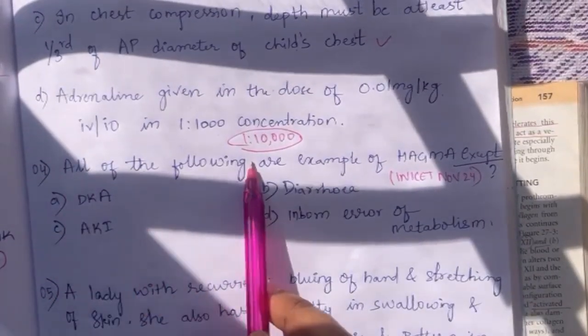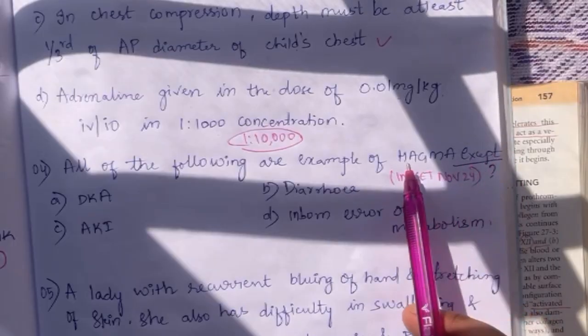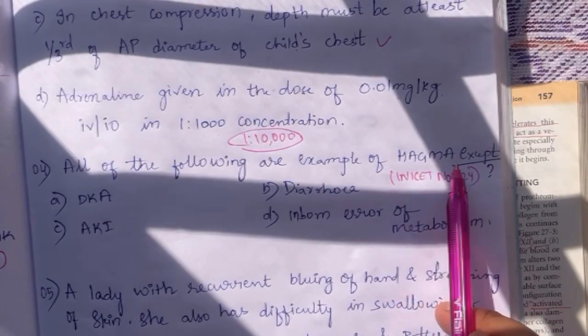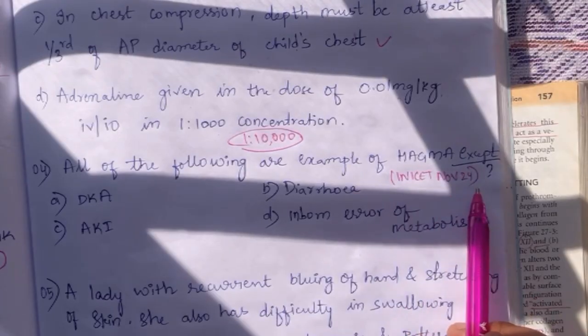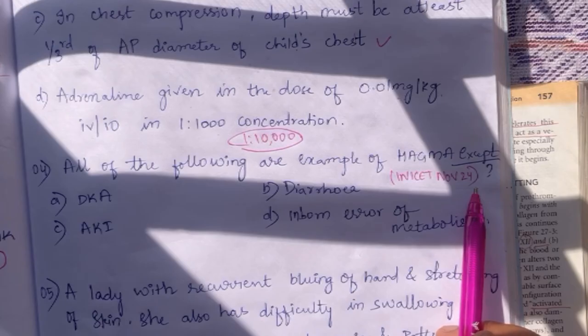Fourth question: all of the following are examples of HAGMA, that is high anion gap metabolic acidosis, except. This is a simple question that has been asked in INICET November 24. Acid-base disorder, acid-base imbalance questions are very important. In this way, complete this topic at any cost, because one question from this topic is compulsory.